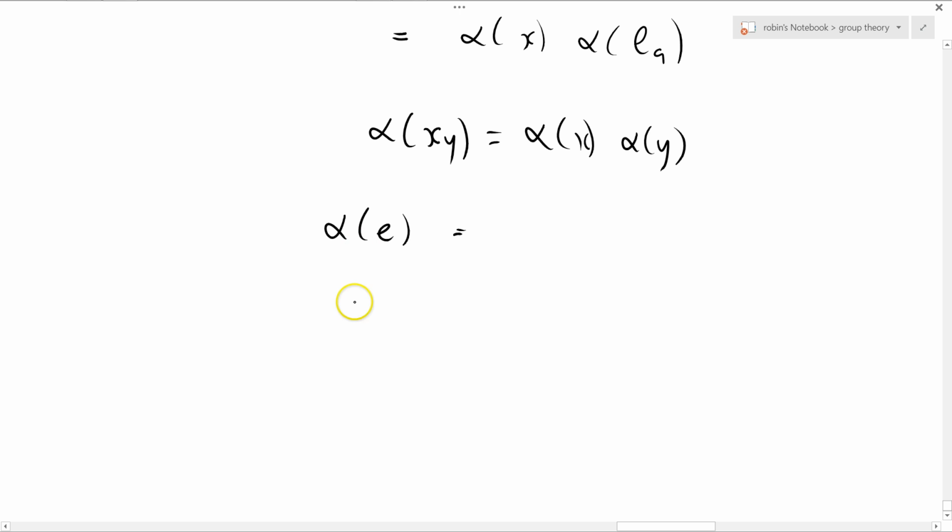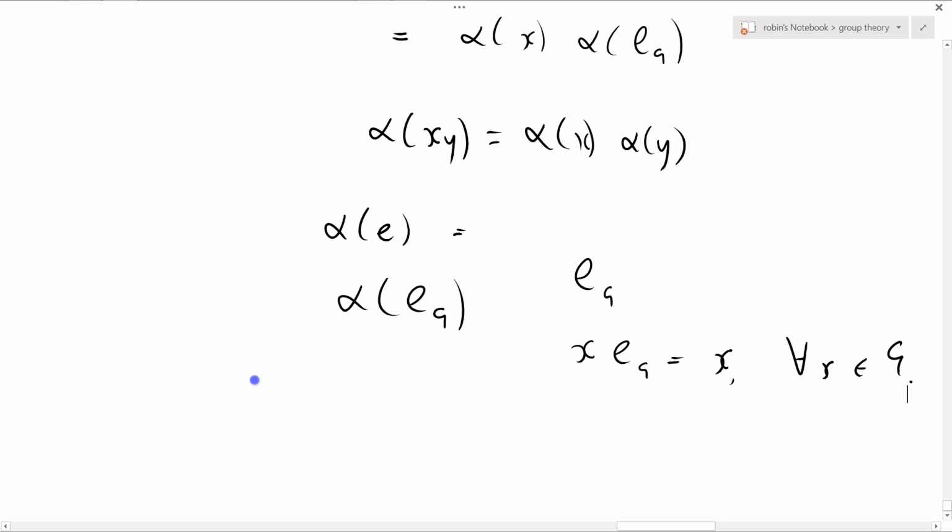Now, I'm going to be painfully explicit here. This E must be the identity element of the group G, because if it's in brackets and alpha operates on it, alpha operates on elements of G, not H. So we've got to be clear about that. So what is the definition of E_G? Well, we know that x E_G equals x for all x in group G.